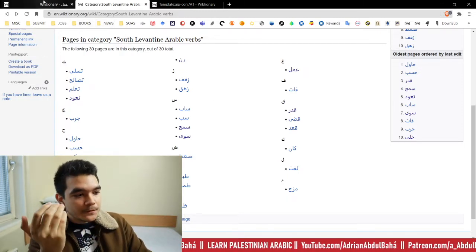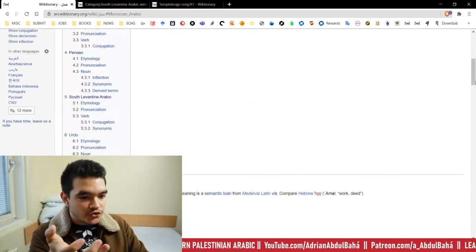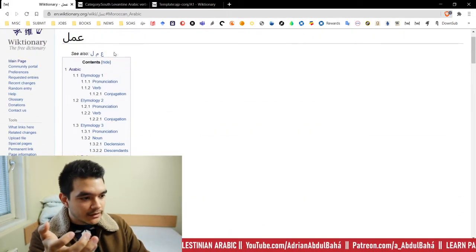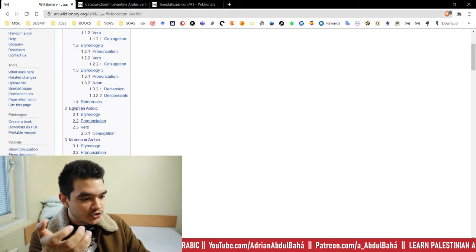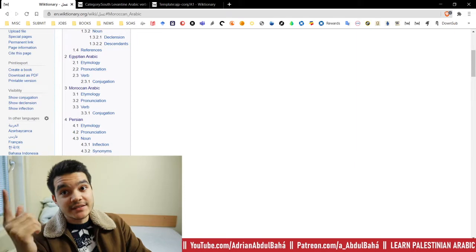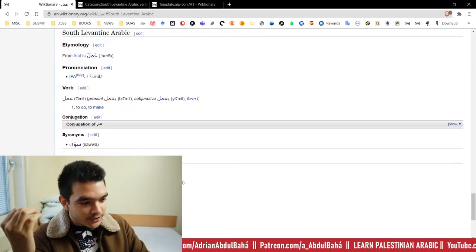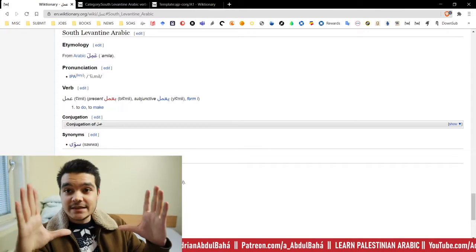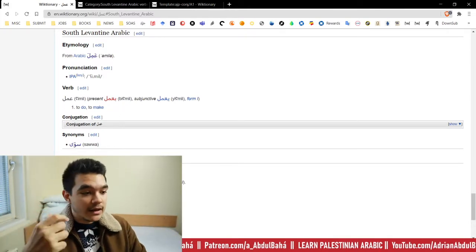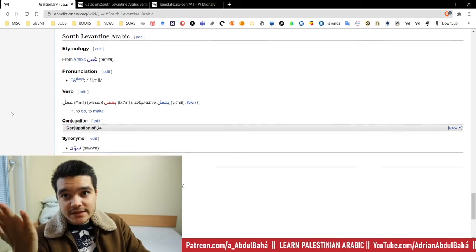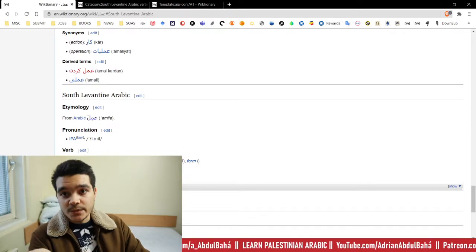So now you might have seen this earlier when I was explaining, but with Ramil, if you go to the table of contents, you can actually see that there's Arabic, Egyptian Arabic, Moroccan, Persian, and now there's South Levantine Arabic. So that's us, right? So now you can click here and boom, this is the section for Ramil in Palestinian Arabic. In this case, of course, it's going to be similar to the information you would see for the other dialects because it also means to do or to make.